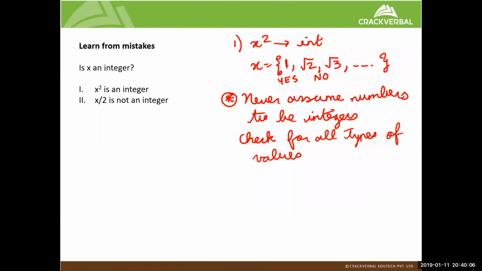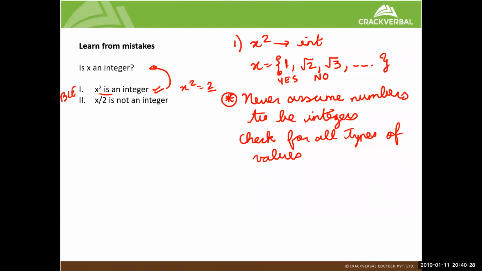Always try to prove a statement to be insufficient. Okay, that's the best thing to do. Always prove something to be insufficient. So here, what you all did is you all said if x square is an integer, x has to be an integer. Not necessarily. X square can be 2. X square is definitely an integer here, but x can be root 2, right? Root 2 is definitely not an integer. So clearly the first statement is insufficient.